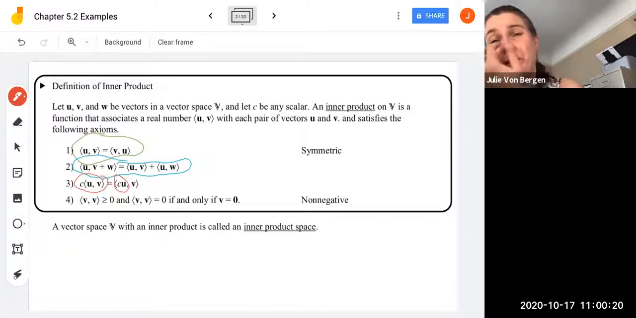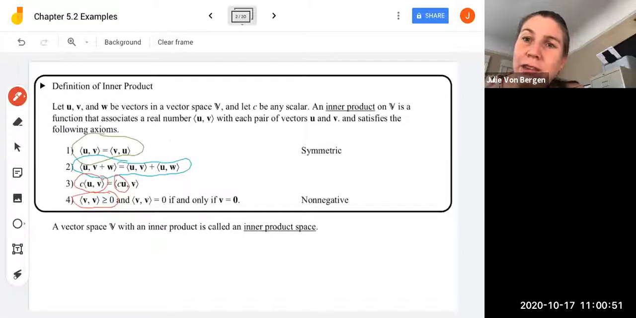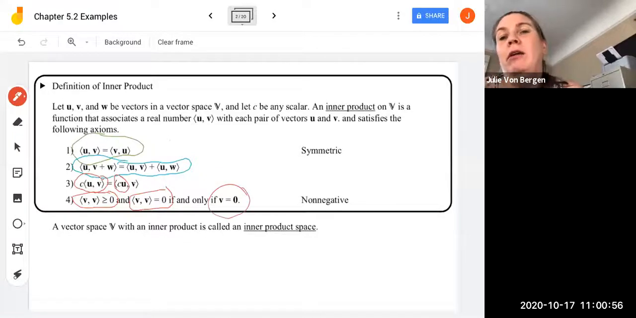And then the inner product is always non-negative, so the inner product of V with itself is always greater than or equal to 0. So if you're inner producting something with itself, it's non-negative. Of course, we know the dot product can be negative if you are working with different vectors, right? But if you're inner producting something with itself, you're going to get non-negative results. And then the inner product of a vector with itself is 0 if and only if the vector is 0.